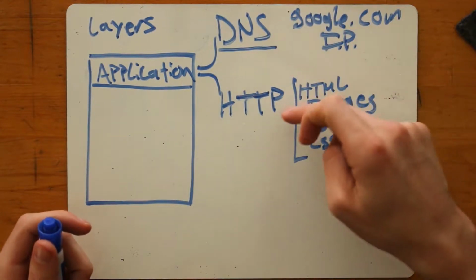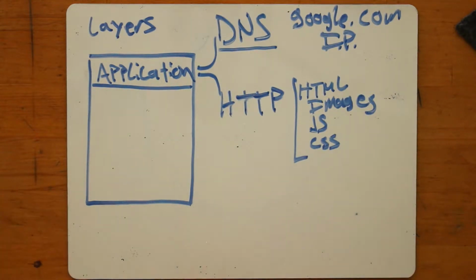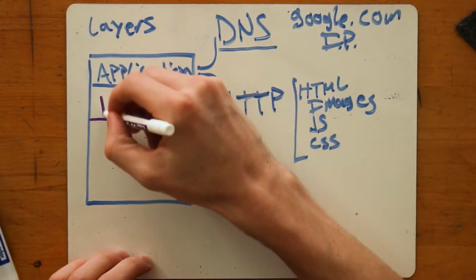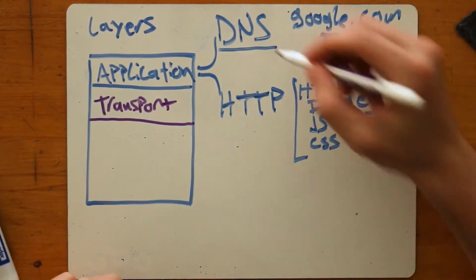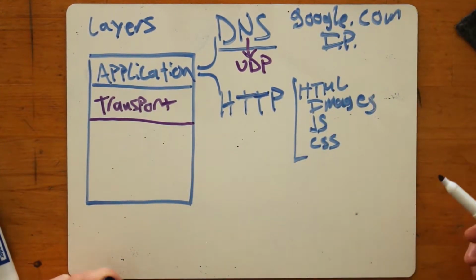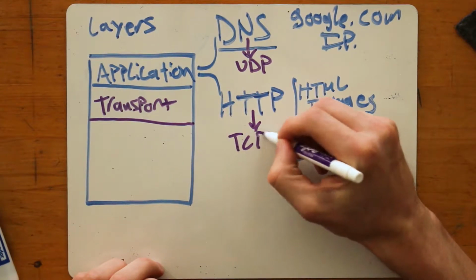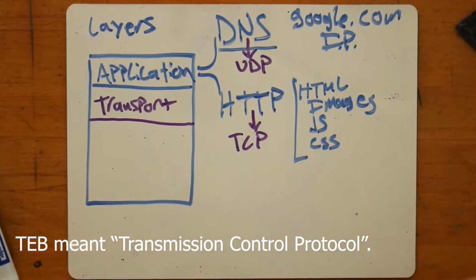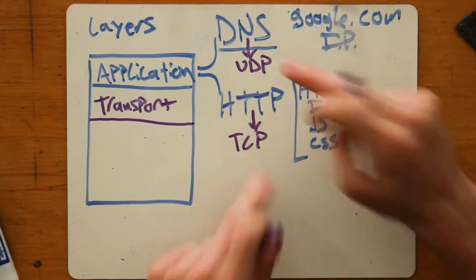But these are both application layer protocols, and one of the reasons I wanted to do this aside is because DNS and HTTP, although they are application layer protocols, they specify the underlying transport layer protocols to use. And DNS uses a transport layer protocol called UDP, the user datagram protocol. And HTTP uses a different protocol called TCP, the transfer control protocol. Okay, and these two transport layer protocols behave very differently.